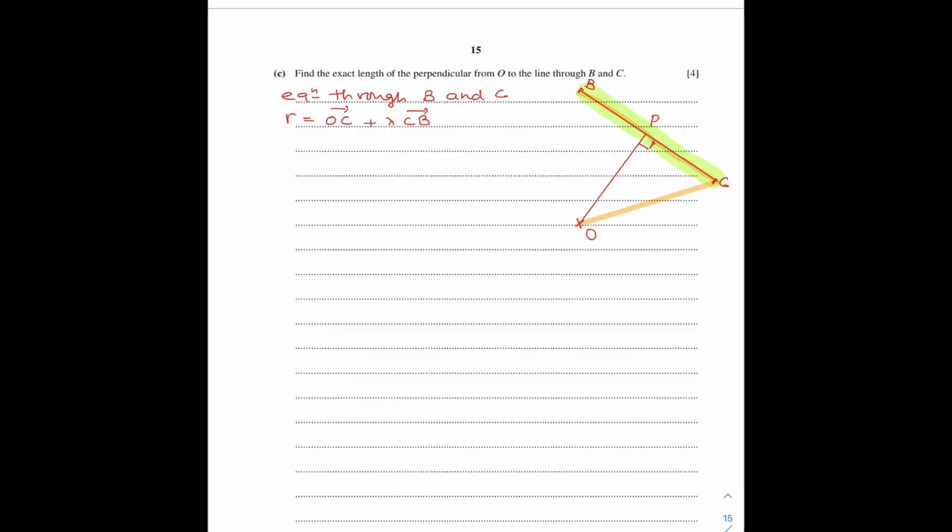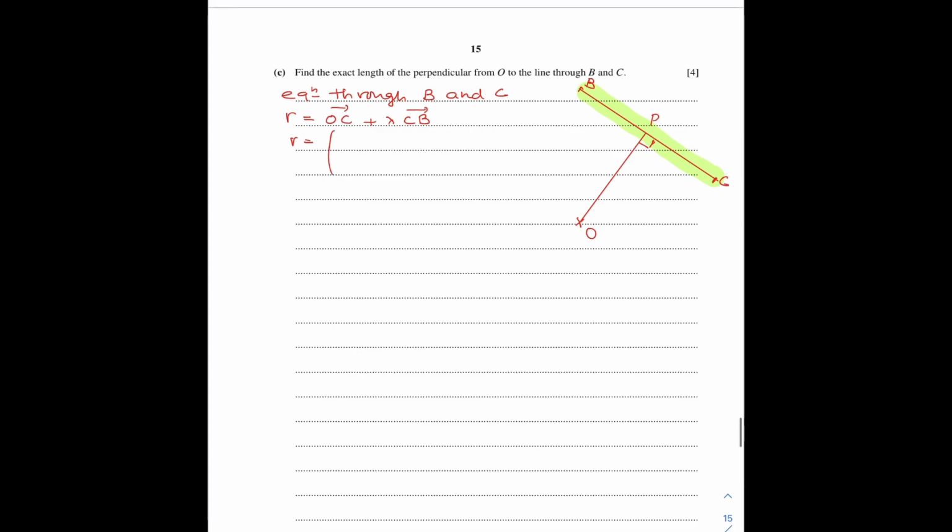So I am drawing. I can start from O, go from O to C and then lambda times CB. Why lambda times? Lambda is the scale factor depending on where P is, right? So let's try. r is OC, that's (1, 1, 1) plus lambda times CB, (2, 1, 2).